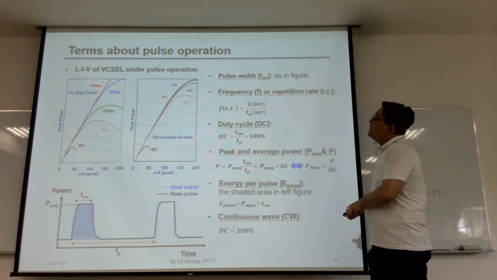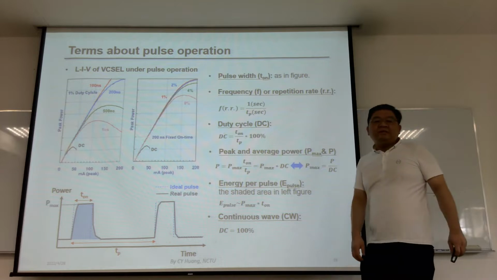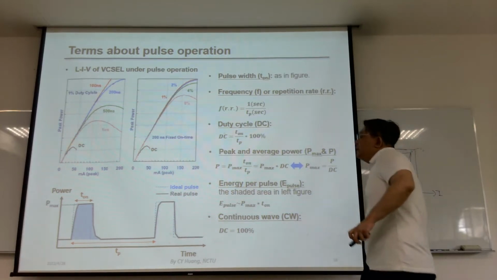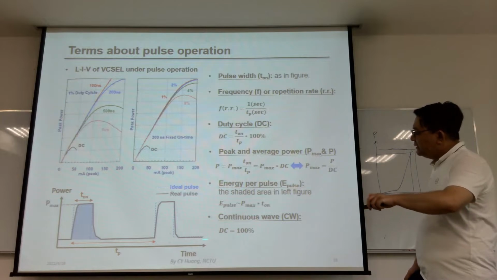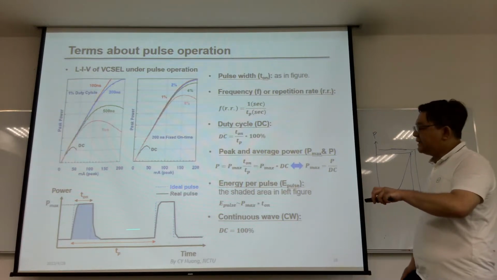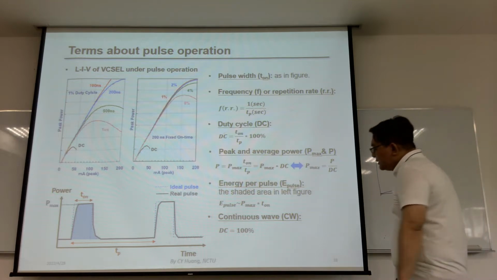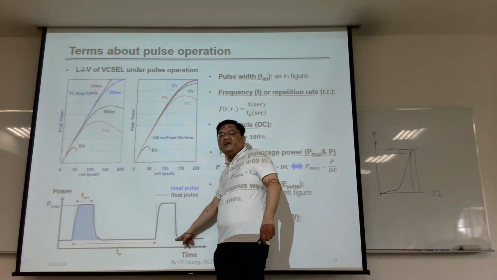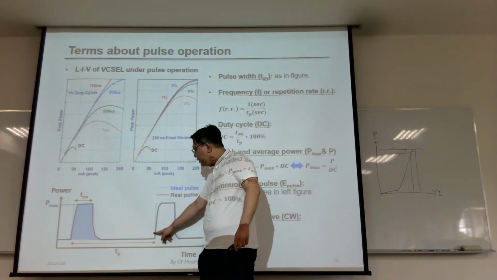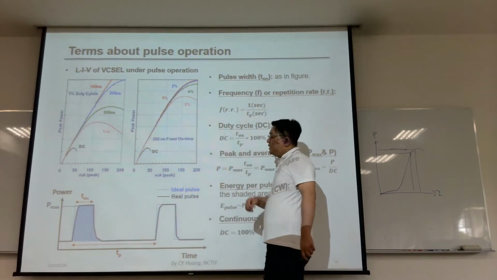Okay, so talking about the pulse operation, we can introduce some terms as common knowledge. The X axis is time, the Y axis is power, so it goes on and off. The dashed curve is the ideal on and off curve, but it usually needs some time to turn on, and some time to really turn off.